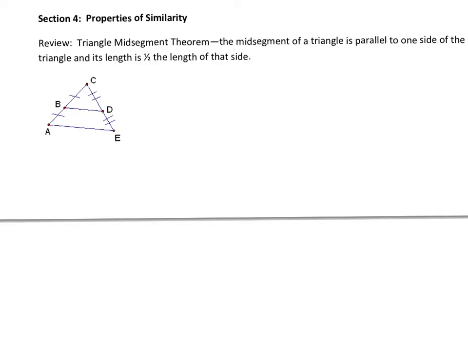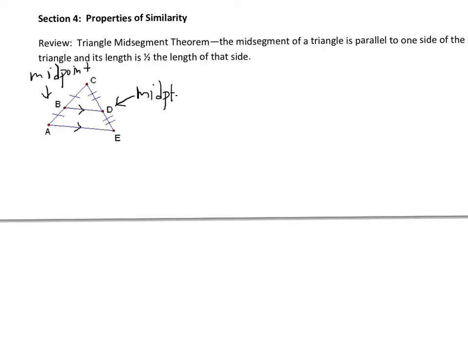And this first one is just a review. It's the triangle midsegment theorem. And that's when we drew this midsegment, so we know that D is a midpoint on that side, and we also know that B is a midpoint. So that was kind of what was key about how we constructed that. And then we also knew that BD was parallel to AE. And because of that, AB and BC are equal and CD and DE are equal.